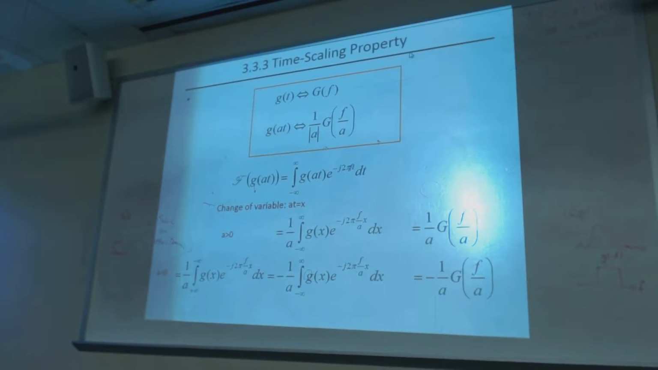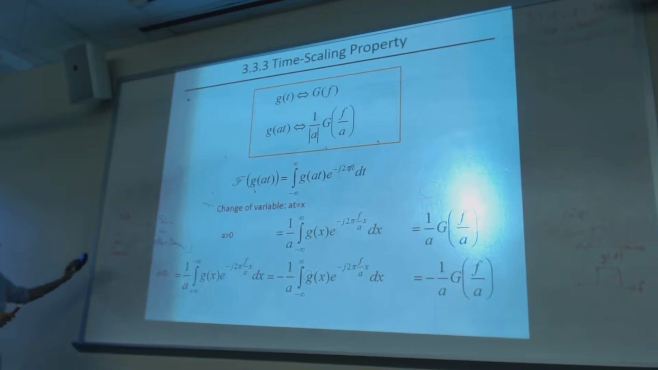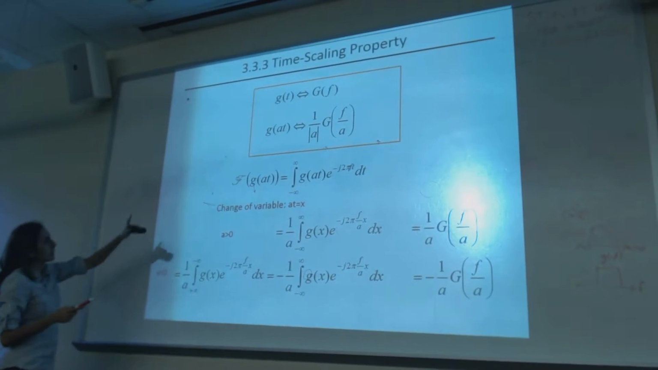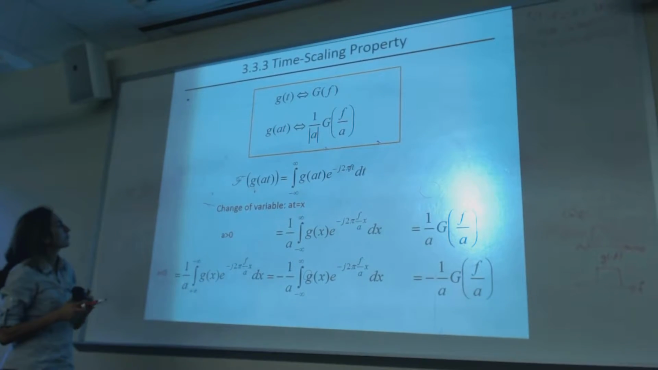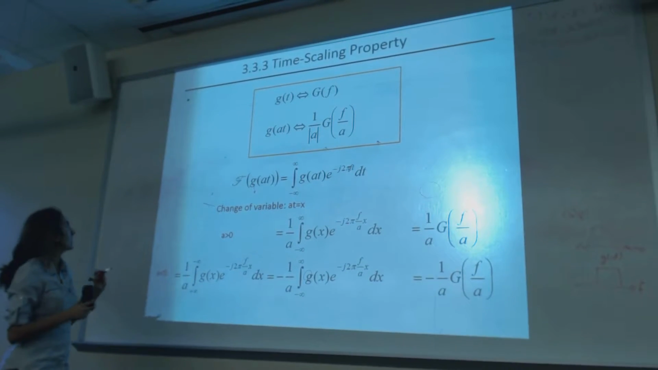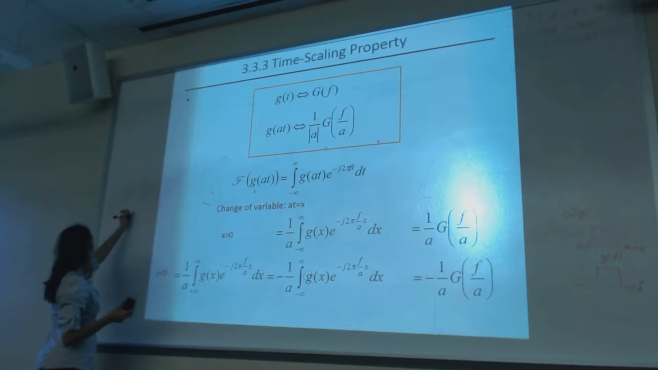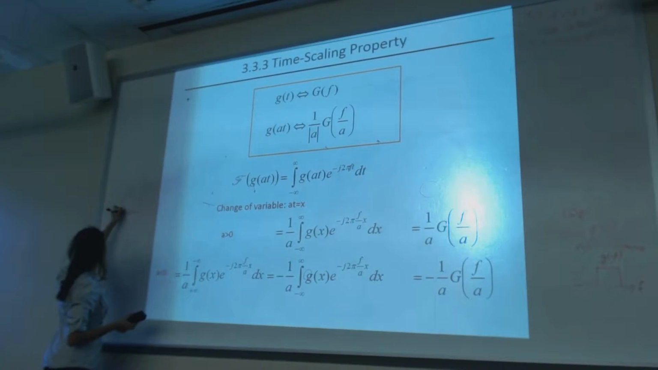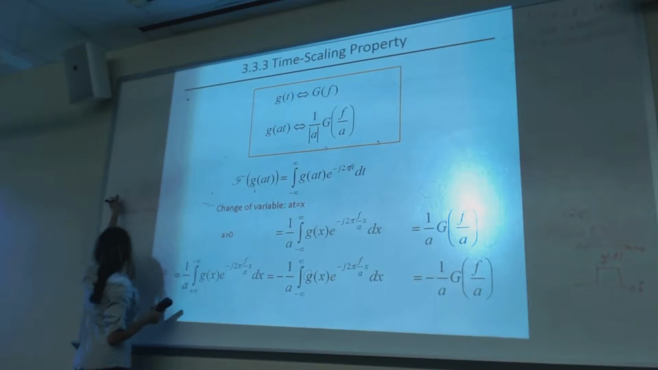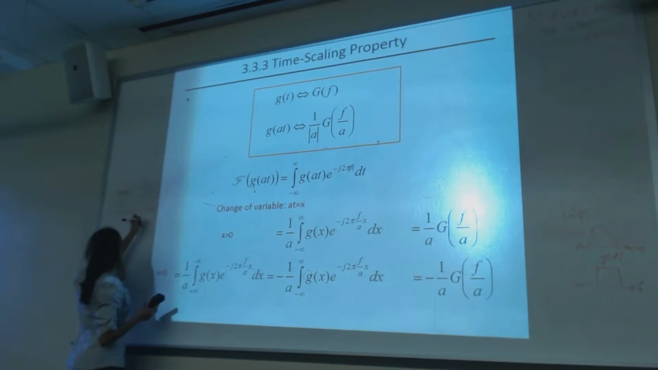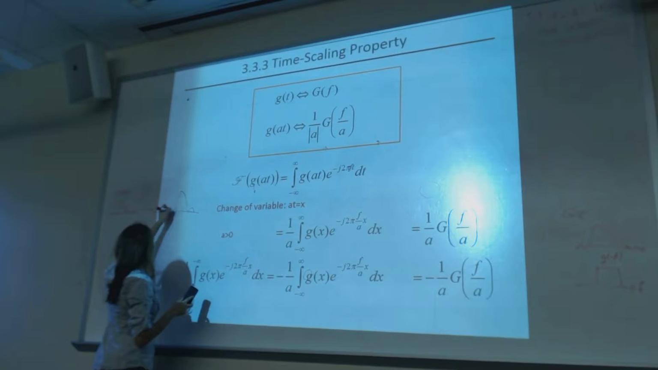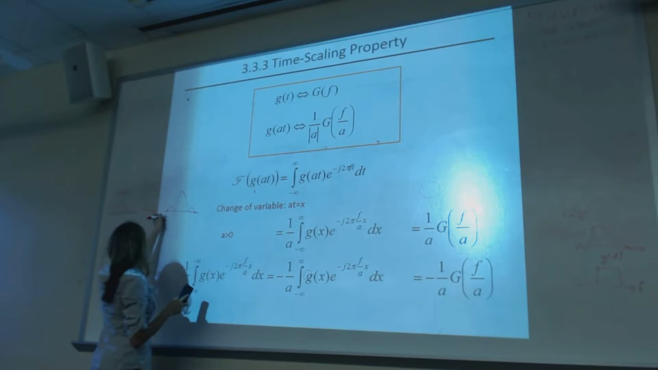Property. Again, very nice property. So it says if you have some g of t and the Fourier transform capital G of f. Now, if I scale my signal in the time, okay, so basically it says if I have some, let's say, g of t in the time, and then I have some G of f, so signal reduces it, let's say.